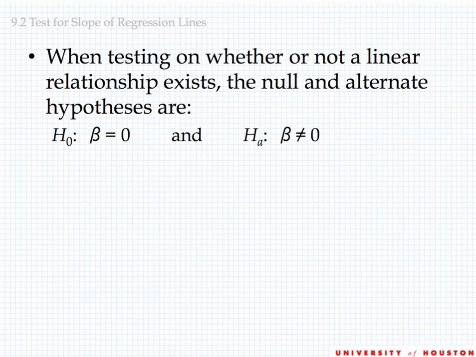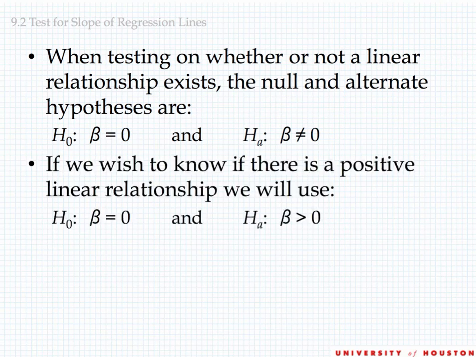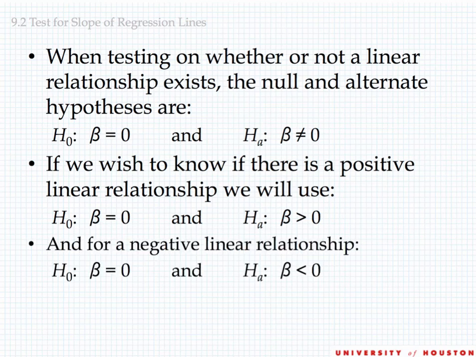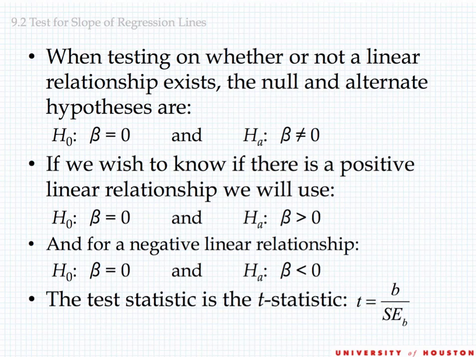When testing on whether or not a linear relationship exists, the null and alternate hypotheses are H0, that the slope is 0, and Ha, that the slope is not 0. If we wish to know if there's a positive linear relationship, we'll use a greater than with the alternate, and for a negative linear relationship, we'll use a less than 0 for the alternate hypothesis. The test statistic is our slope that we found from our data divided by the standard error of that slope.